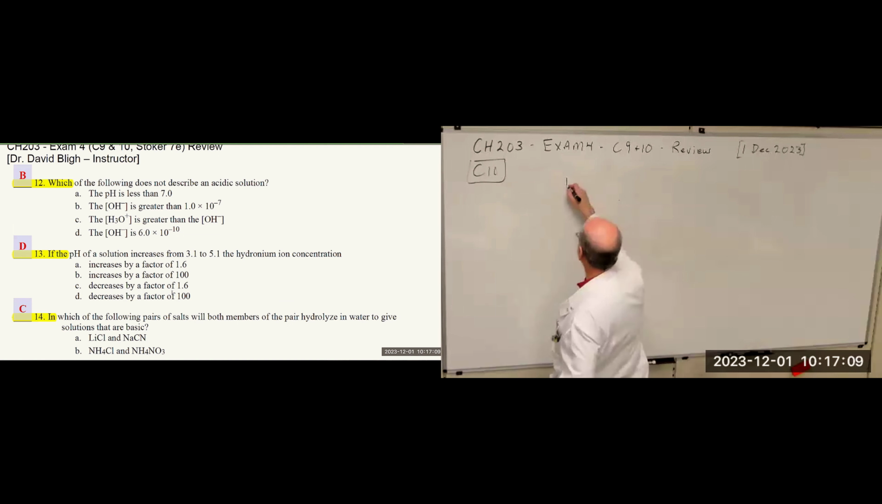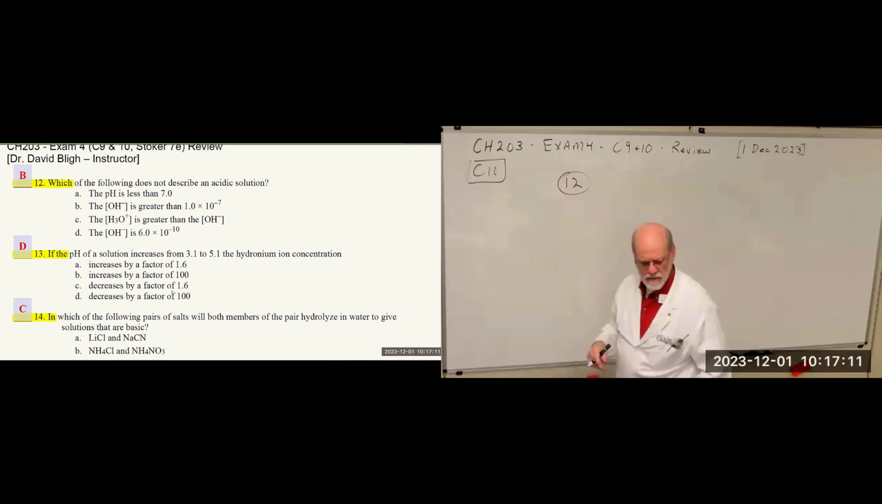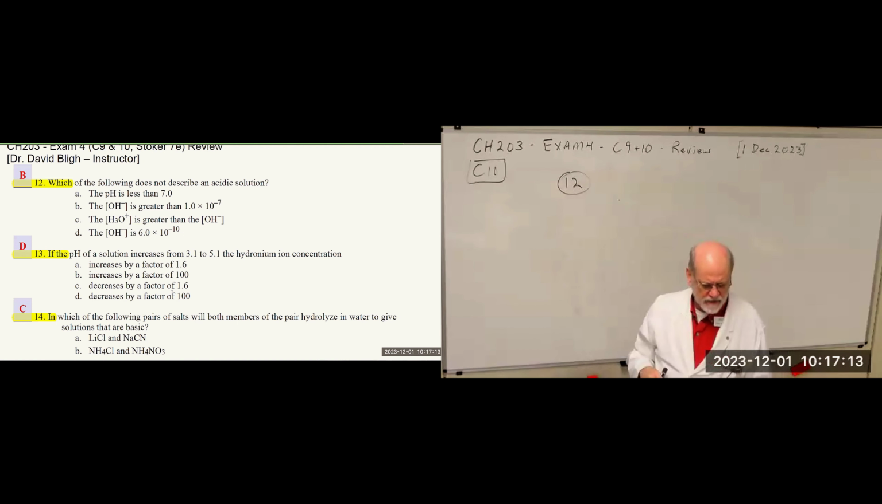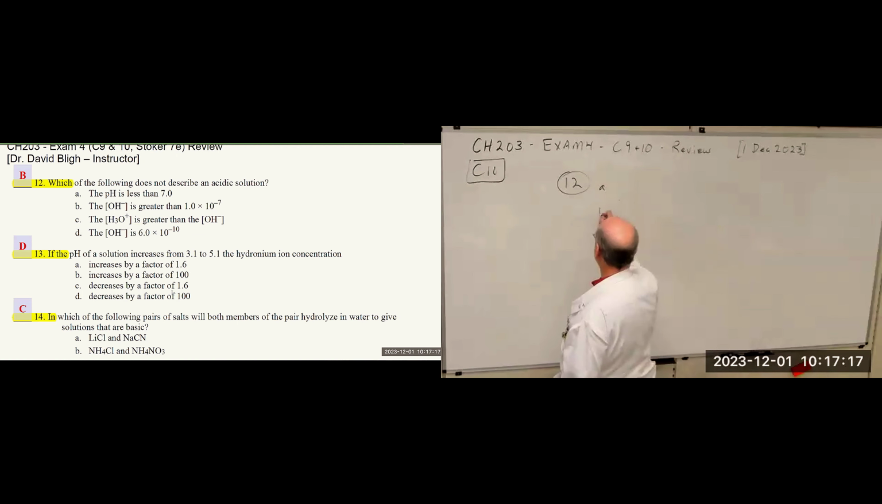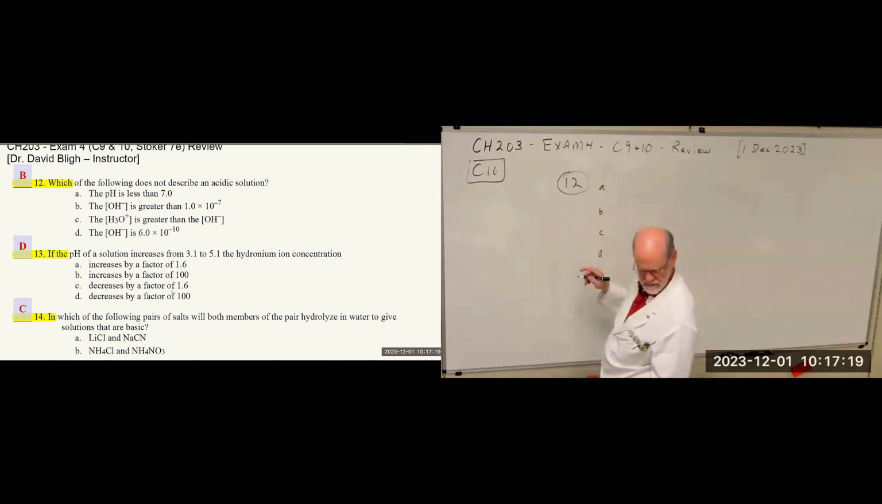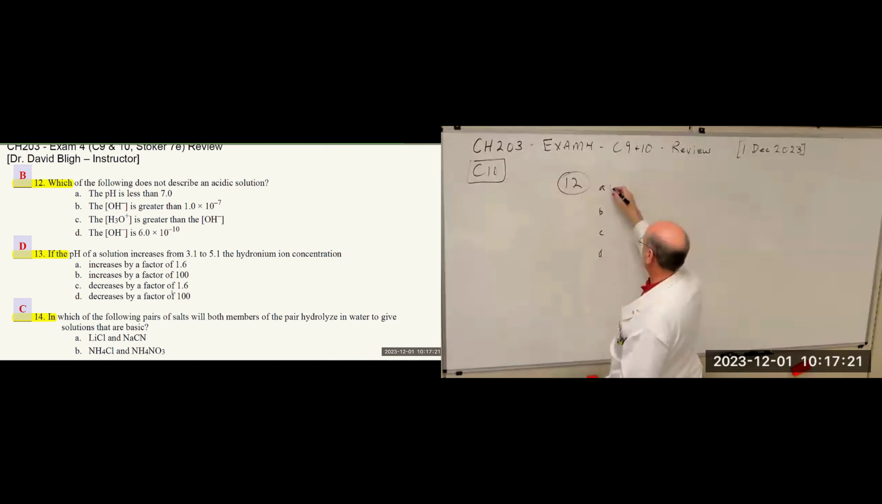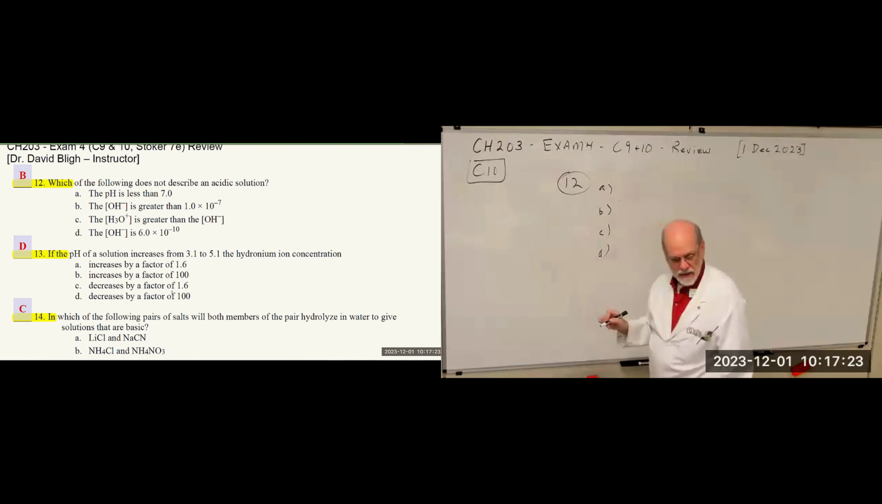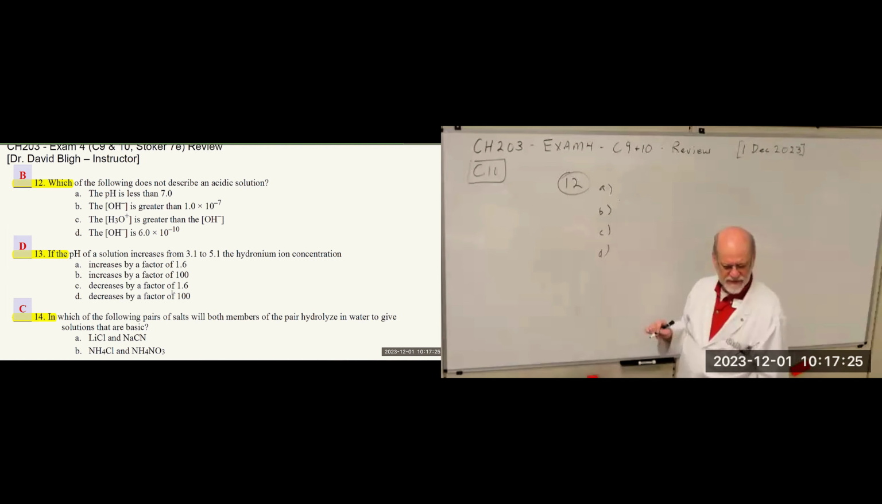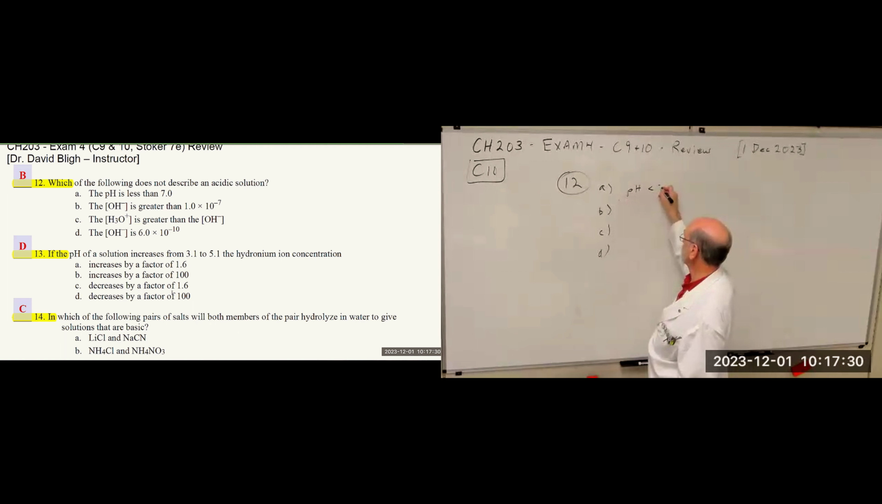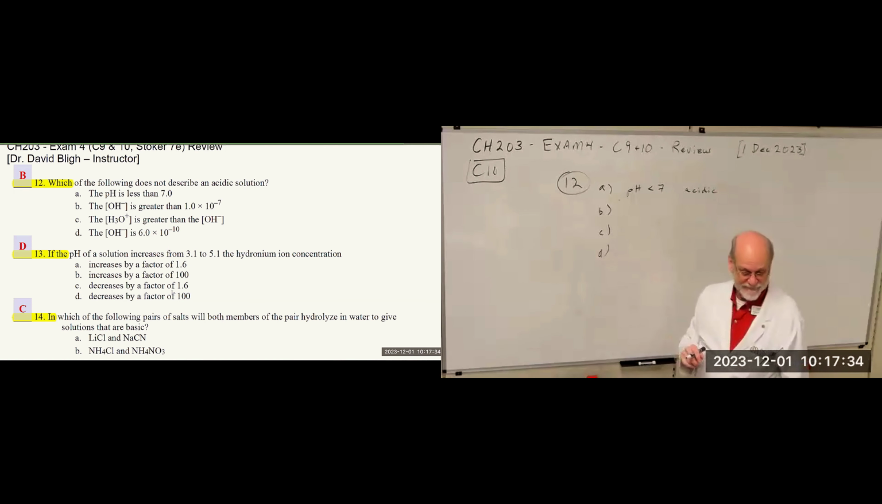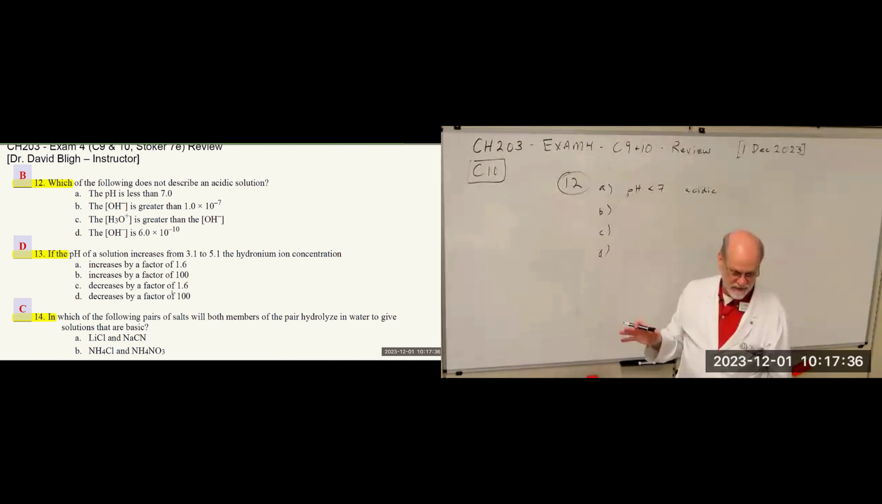Which of the following does not describe an acidic solution? Okay. A, B, C, D. For A, the pH is less than 7. pH less than 7, that's acidic. So which one does not describe an acidic solution? All right, so that's acidic, we can skip that one.